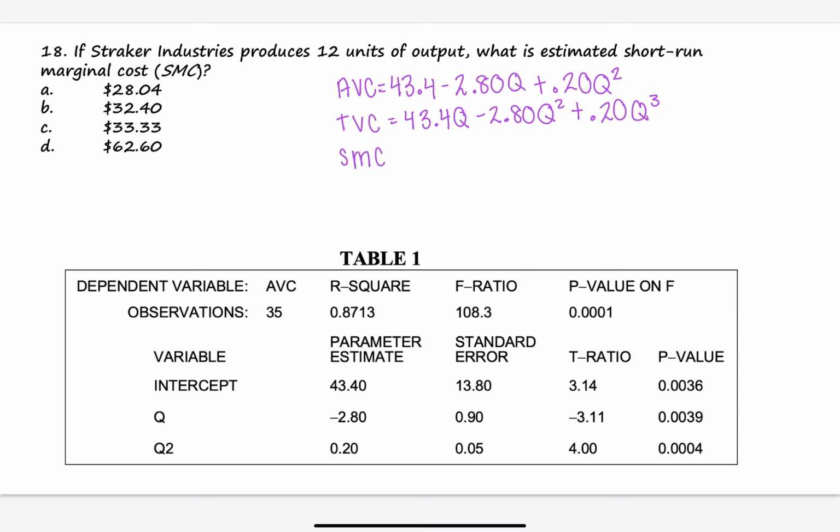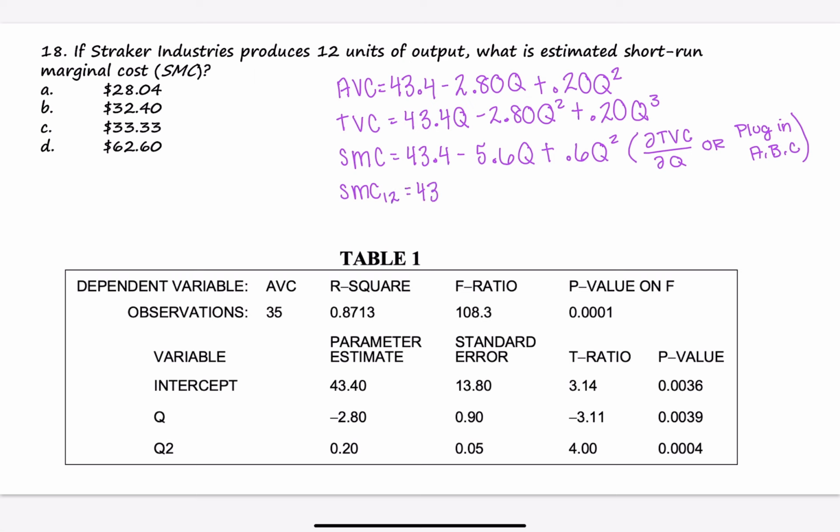Then from that, we can find our short-run marginal cost curve, which is going to be 43.4 minus 5.6 Q plus 0.6 Q squared. And again, you can do that by either taking the derivative of your total variable cost with respect to Q, or you plug in your values. It's totally up to you. And then at 12, we're going to plug it in. And we're going to get 43.4 minus 5.6 times 12 plus 0.6 times 12 squared gives us 62.60.